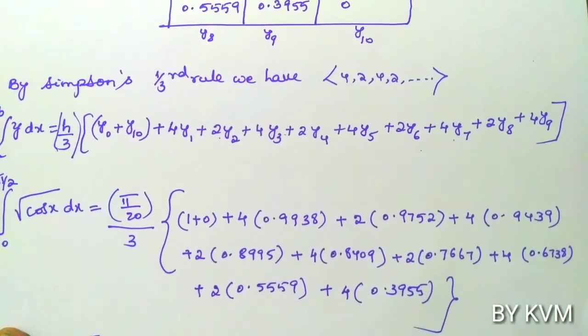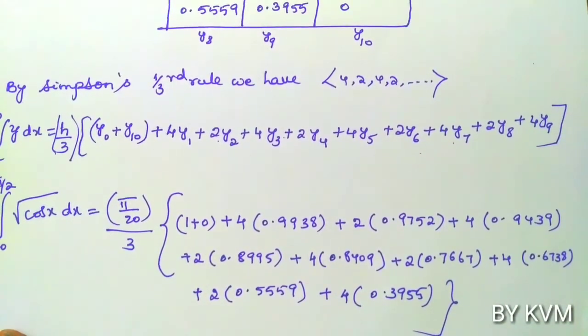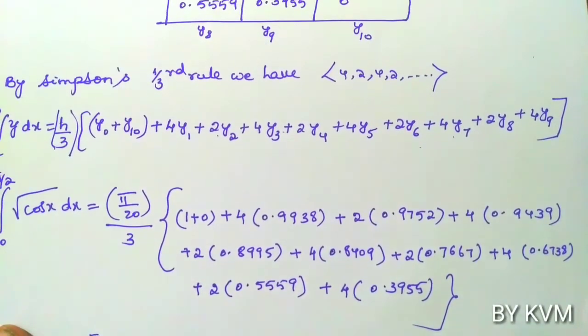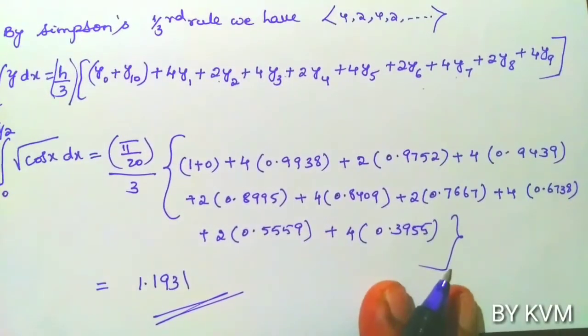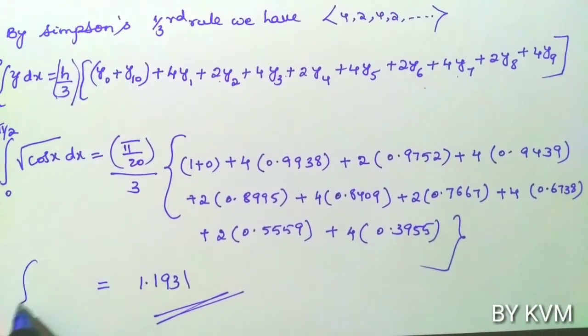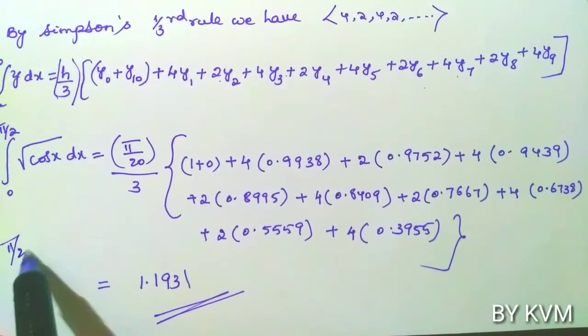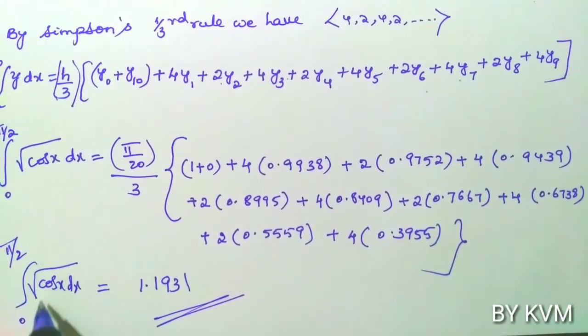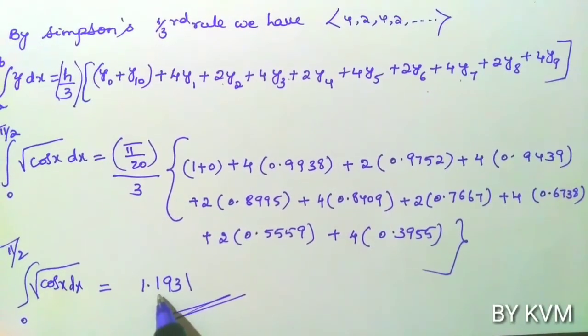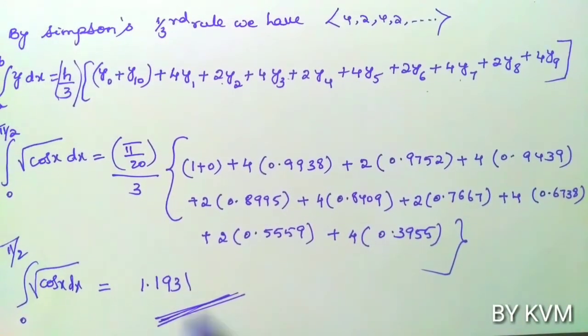Simplify using the calculator, using brackets wherever necessary. So we get 1.1931. This is the value of the definite integral. So the integral from 0 to pi by 2 of square root cos x dx is 1.1931 by Simpson's one-third rule.